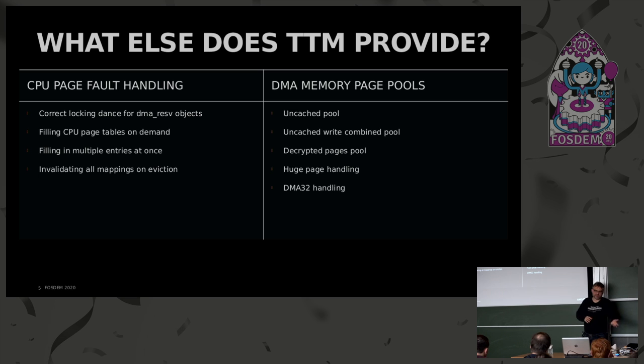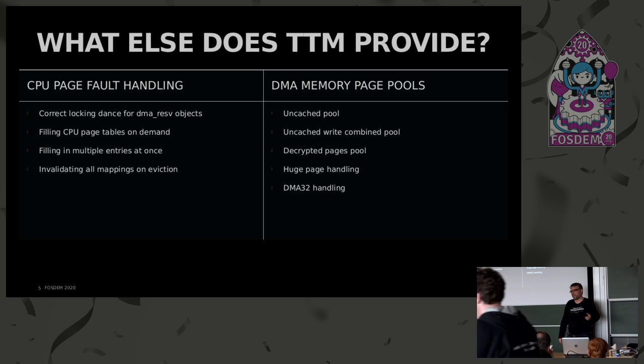That was the first idea of how AGP worked. Later on, this was extended to provide uncached write-combined pools for modern hardware, for PCI Express hardware, as well as decrypted pages, and huge page and DMA32 page handling. DMA32 pages come into play when you have older graphics hardware which can't address all system memory.